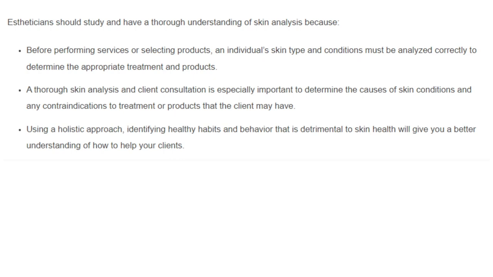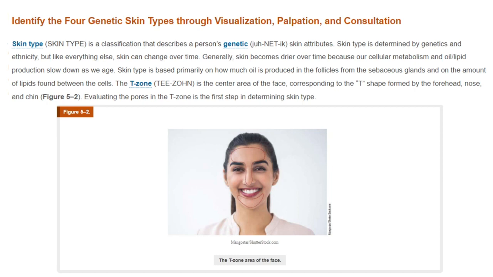Using a holistic approach, identifying healthy habits and behavior that is detrimental to skin health will give you a better understanding of how to help your clients. Identify the 4 genetic skin types through visualization, palpation, and consultation. Skin type is a classification that describes a person's genetic skin attributes. Skin type is determined by genetics and ethnicity, but like everything else, skin can change over time. Generally, skin becomes drier over time because our cellular metabolism and oil/lipid production slow down as we age.